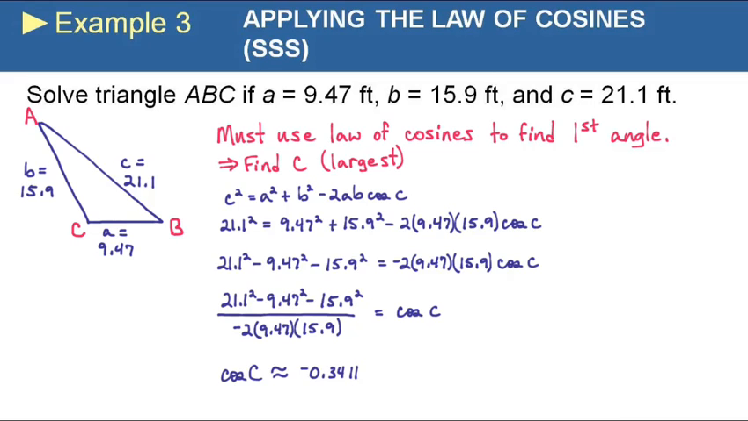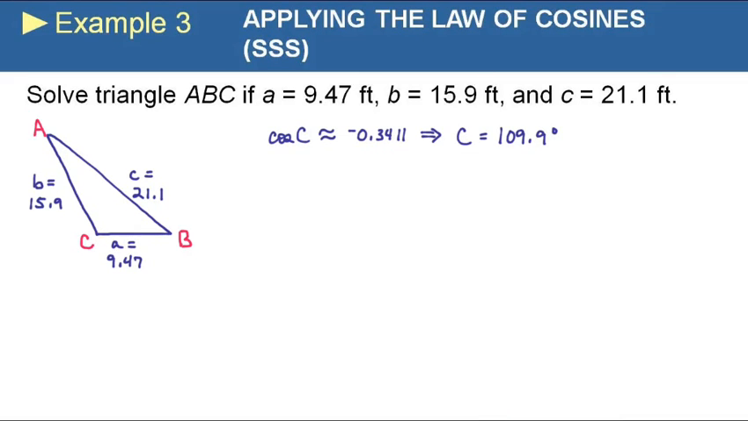If you've done it correctly, you should get cosine C equals -0.3411. Now don't take my word for it. You should punch this in your own calculator and make sure that you get it, because if you don't, you need to figure out how to make it work. And to get the angle that goes with this, we'll do inverse cosine. Inverse cosine of this number will give us an angle of 109.9 degrees.